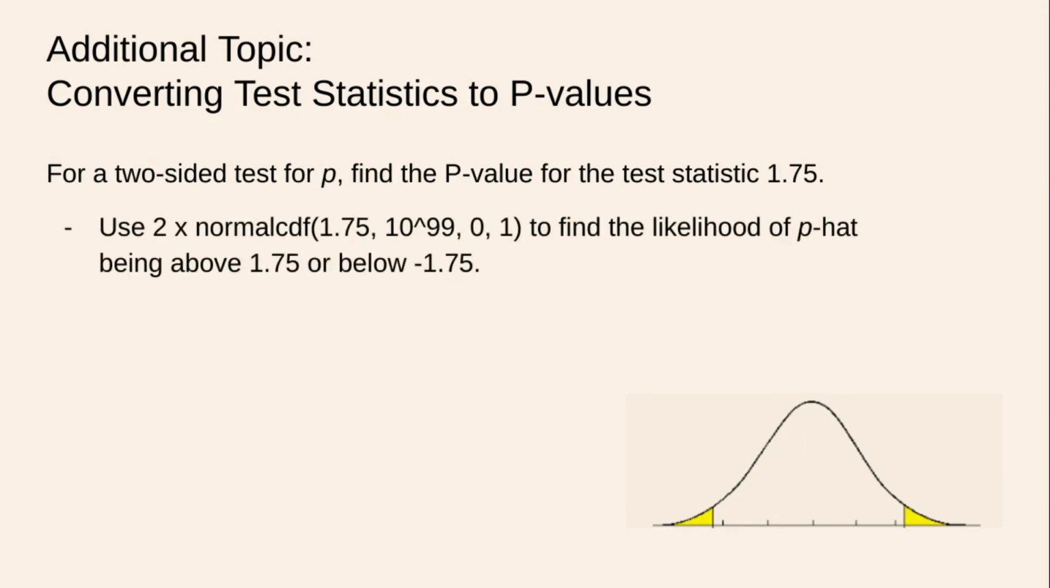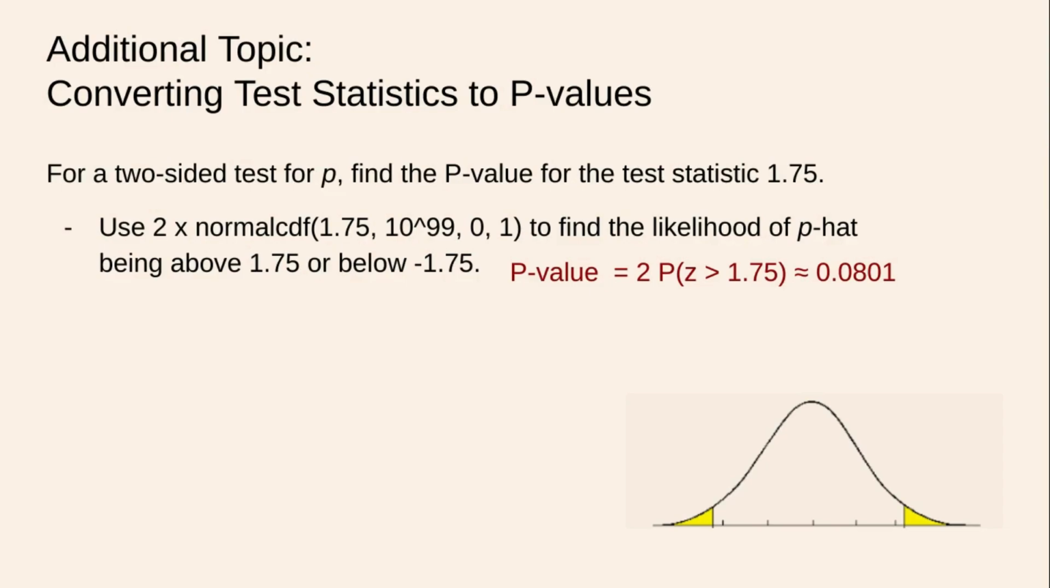So we would say 2 times normal CDF, 1.75 to 10 to the 99, arbitrarily high number, and we're counting standard deviations. To find the likelihood of p hat being above 1.75 or below negative 1.75. So we take this probability, that probability without the 2 is just the right-hand side. We need the left-hand side too, and because of symmetry, we can just double it.